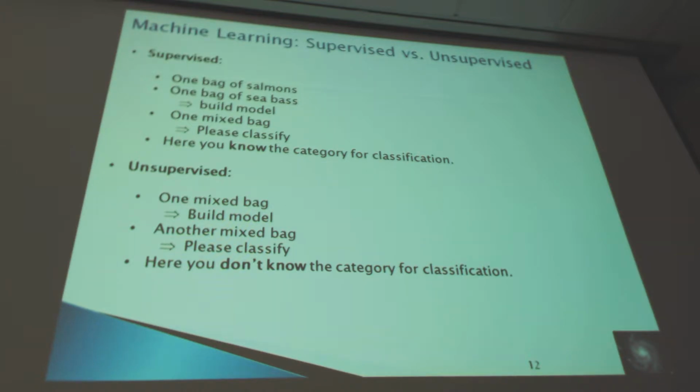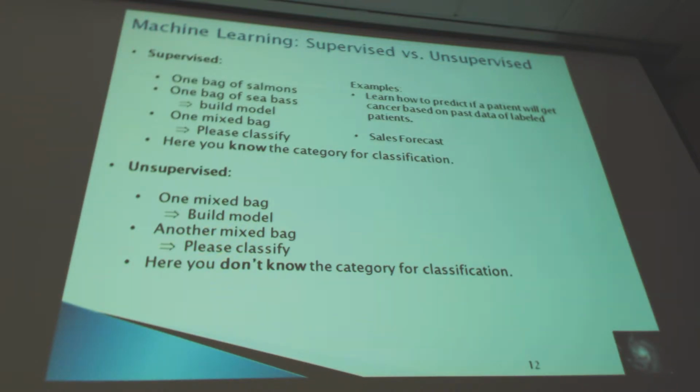You are given another mixed bag. Based on the learning from the first iteration, you have to try to classify the next mixed bag. So here you don't know the category for classification. Some examples for supervised learning is that you predict cancer in a patient based on some labeled data from the patient.